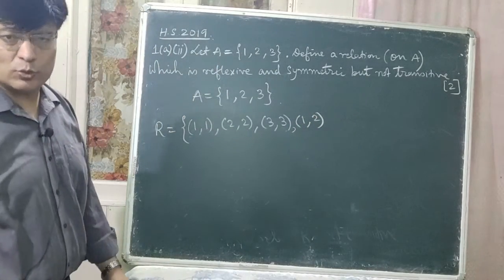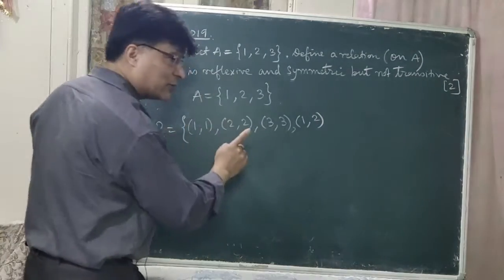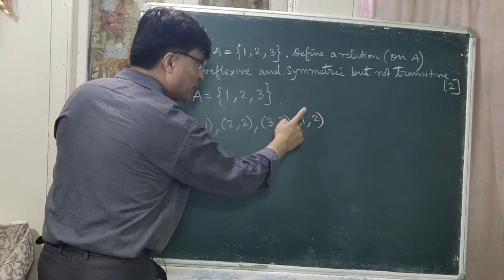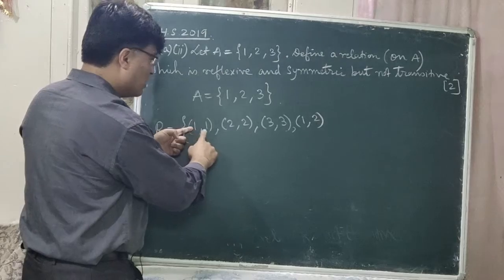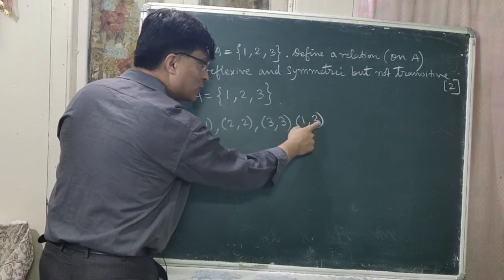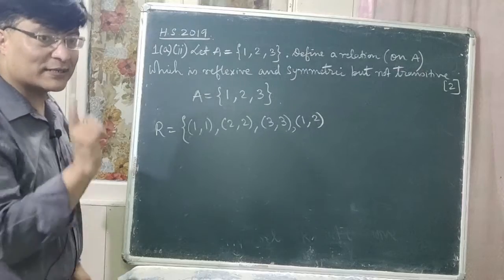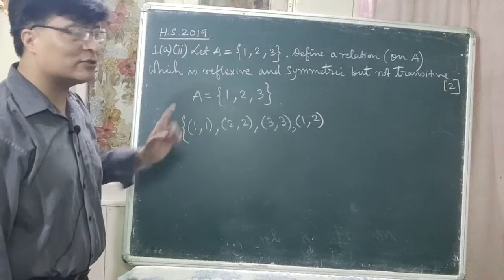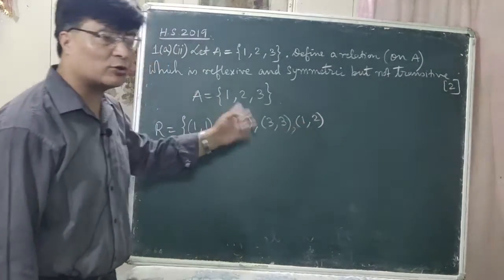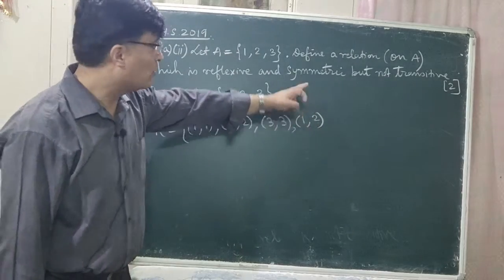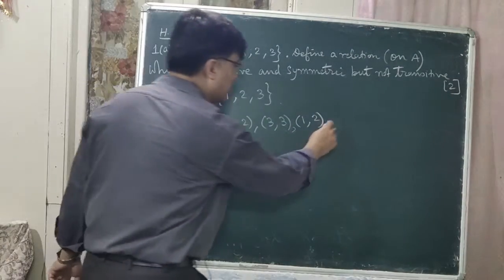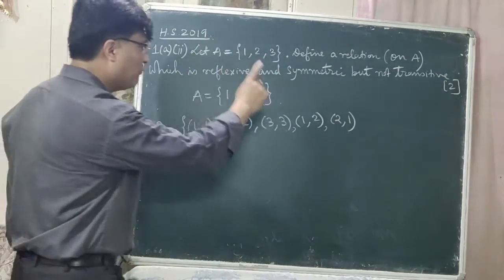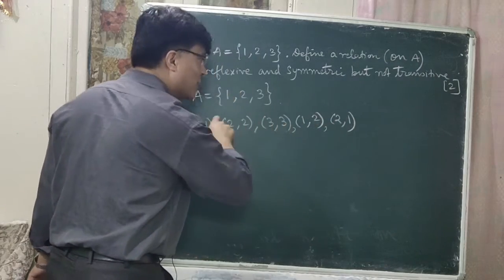If you add (1,2), (1,1) is there, (1,2) is there. This is transitive, but it is not symmetric. Why is it not symmetric? Because (1,2) is there, but (2,1) is not there. But it should be symmetric, so we have to add (2,1). If (1,2) is there, (2,1) should be there to make it symmetric.